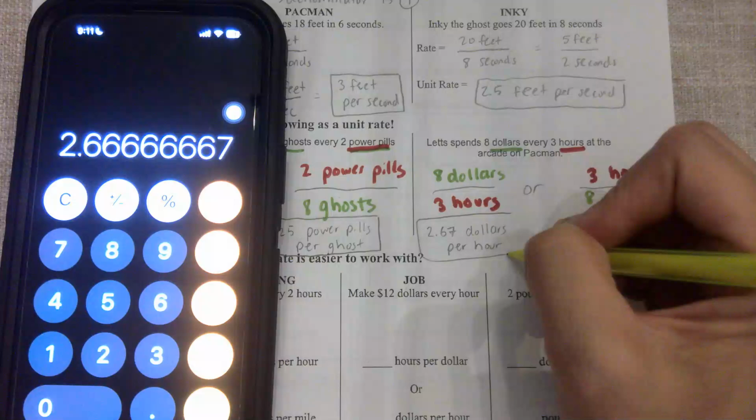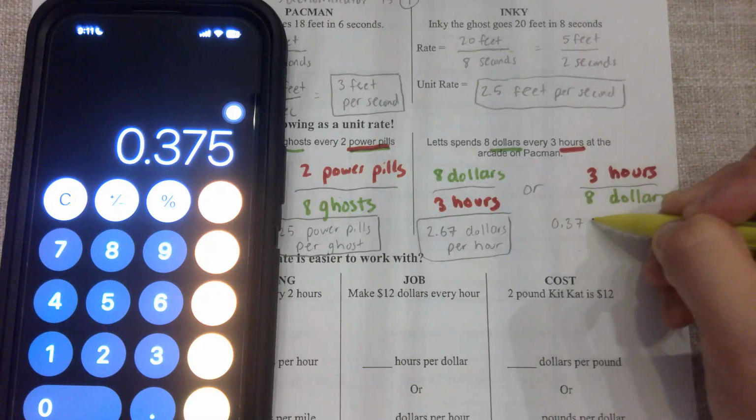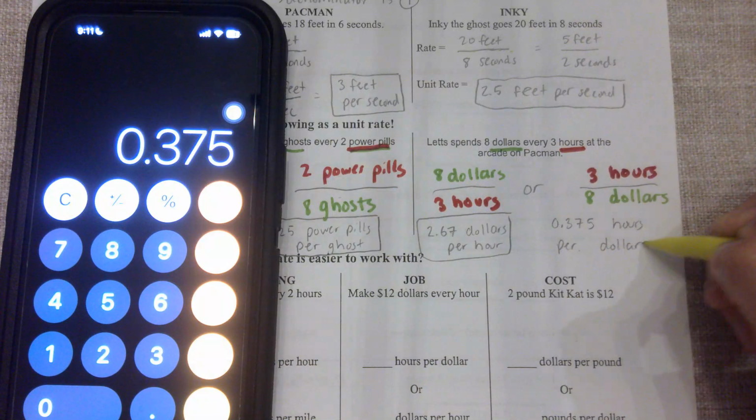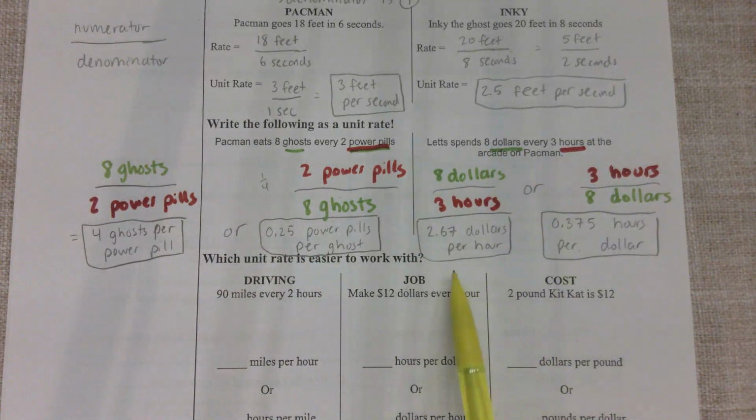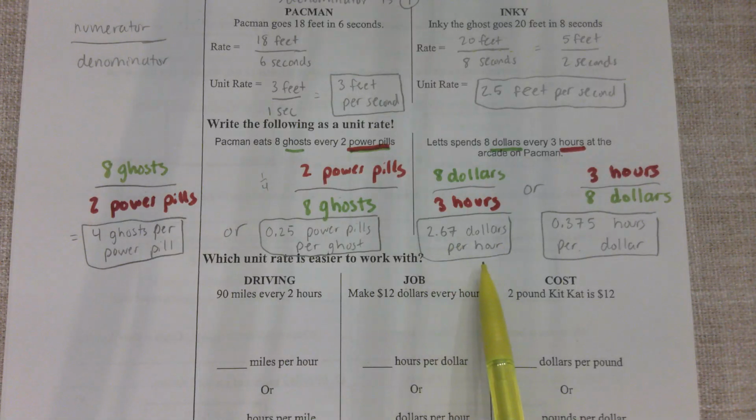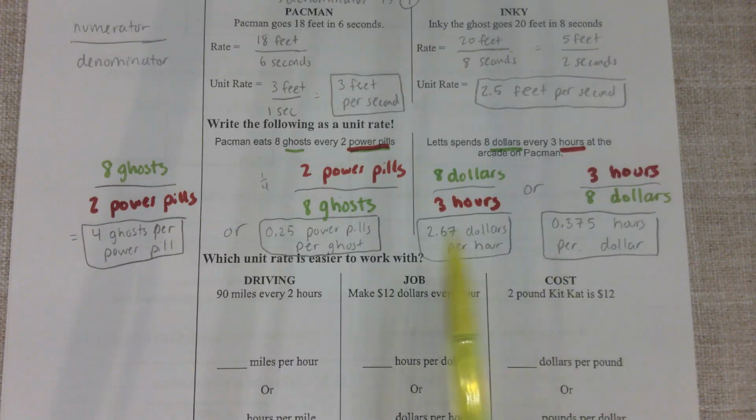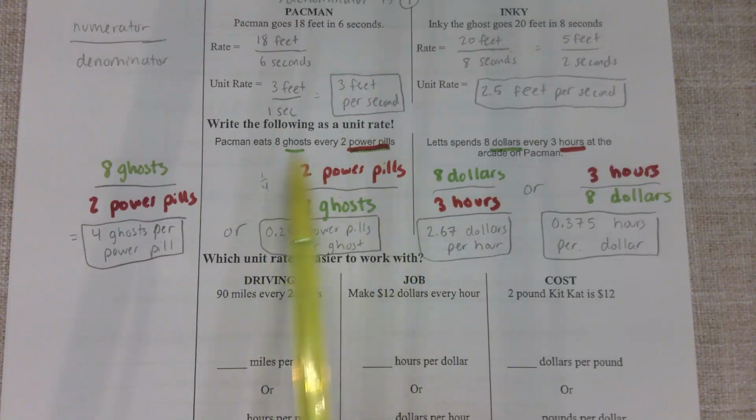Or 3 divided by 8, 0.375 hours per dollar. Right? So let's spend $2.67 per hour at the arcade. Or, excuse me, let's spend 0.375 hours every dollar that she spends. So, like I said, both of these are correct. That's the cool thing about unit rates is the unit rate could be either of the units.